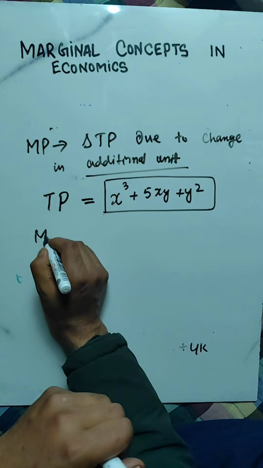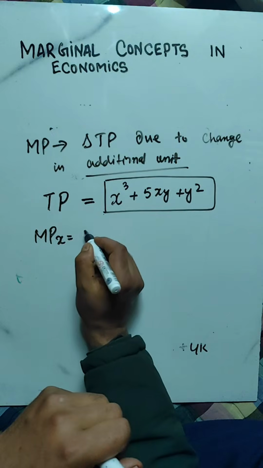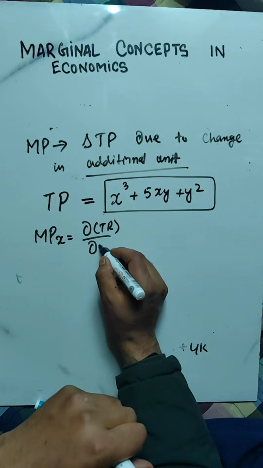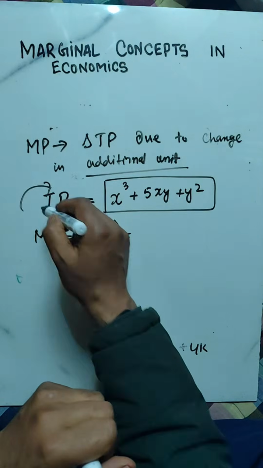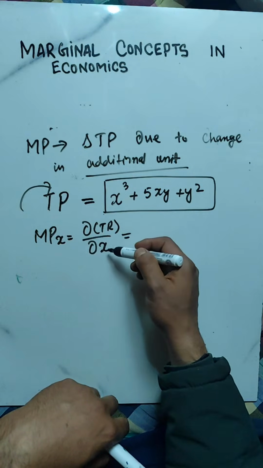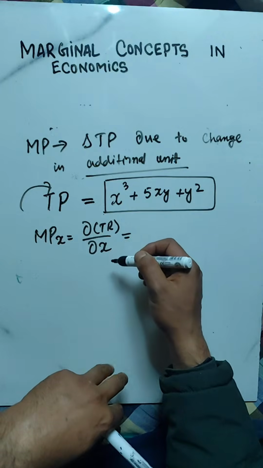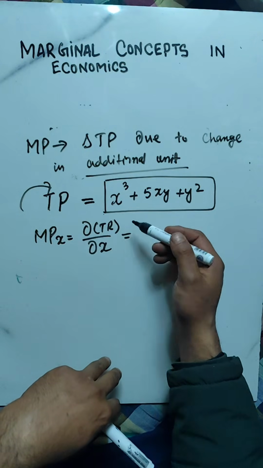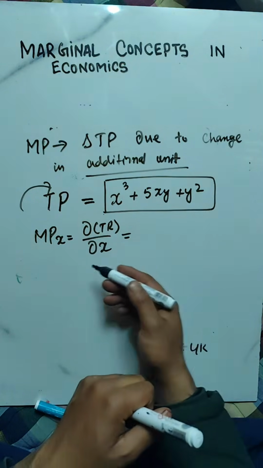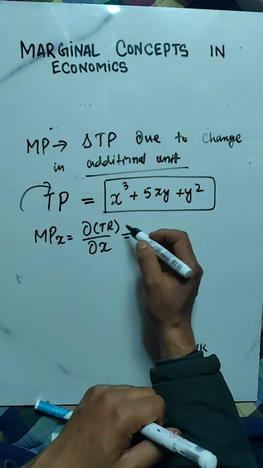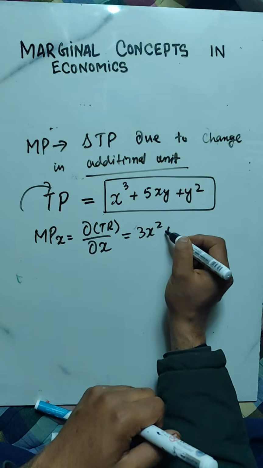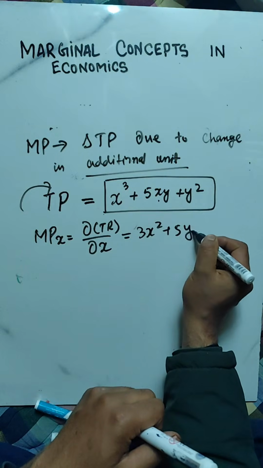Then marginal product with respect to good x will be the change in the total product due to the change in the units of good x. That means how our total product will change if there is an additional 1 unit change in the product of good x. If we produce 1 more unit of good x, how will our total product change? So this is the partial derivative of this function with respect to good x. So we have 3x square here plus the derivative of x is 1, so this is 5y.